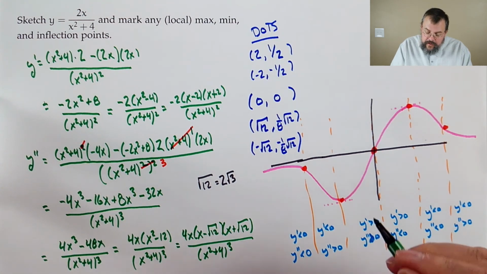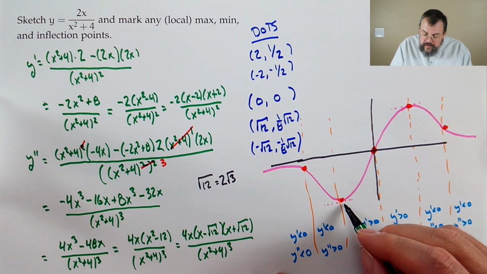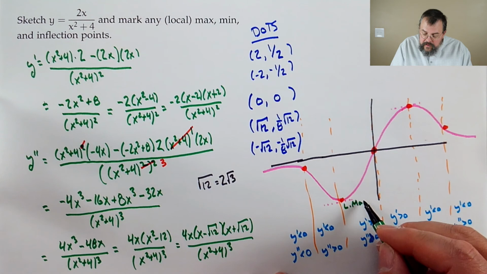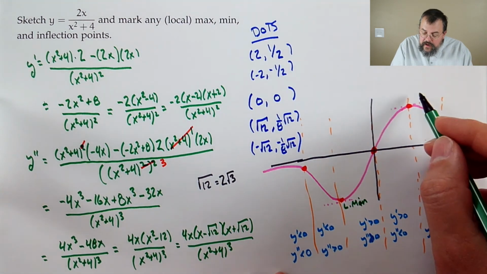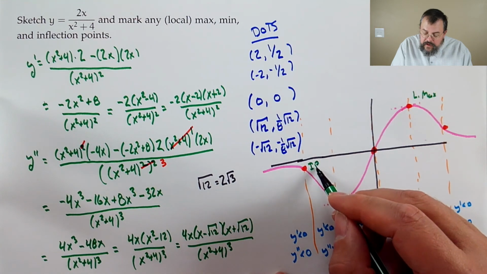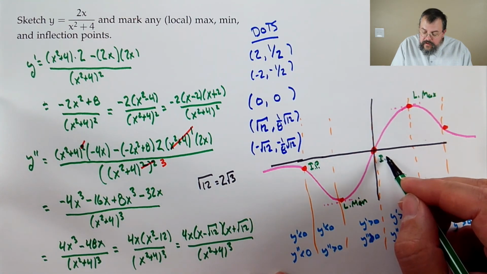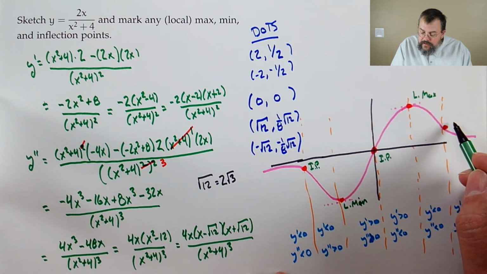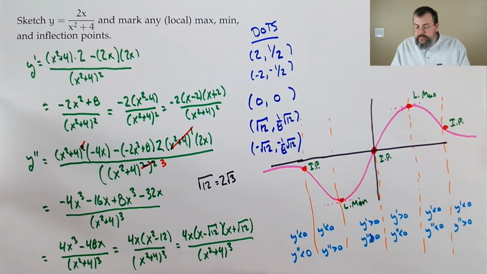So I guess we should make a little note. This is a local max, local min here. Here's a local max here. This is an inflection point because we do change concavity. This is an inflection point because we do change concavity. And here's an inflection point. And all right. Wow, cool. See, we can do it.